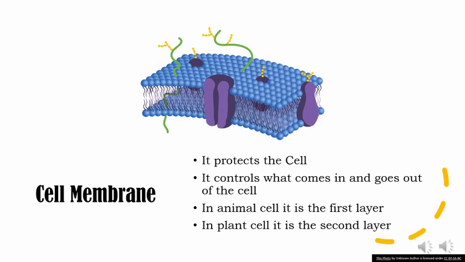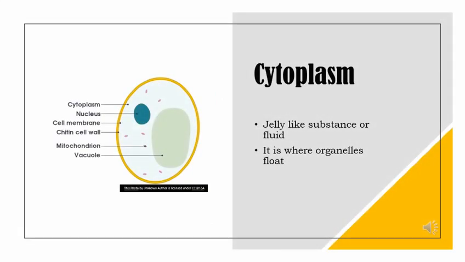Next, we have a jelly-like fluid or substance. This is a substance in which the organelles float. We call this the cytoplasm.